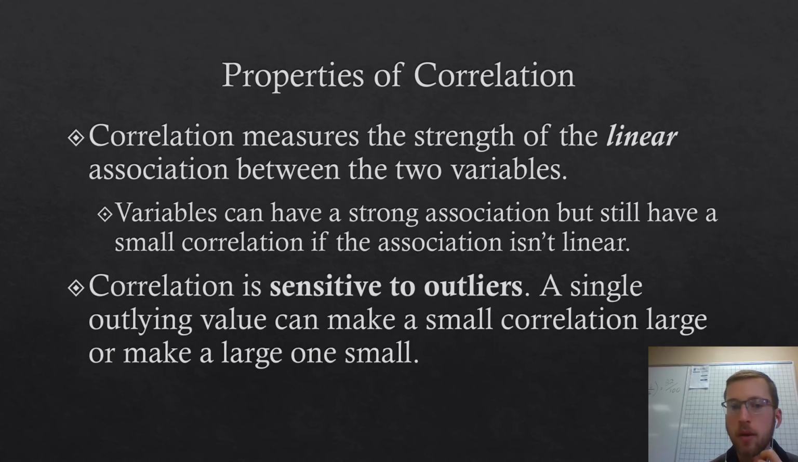Just a couple more properties. Correlation, like I said before, measures the strength of a linear association. Variables can have a really strong association but a very small correlation if that association is not linear, going back to that quadratic problem we saw before. And correlation is sensitive, or non-resistant, to outliers, because even one single outlying value can really goof up our correlation overall.